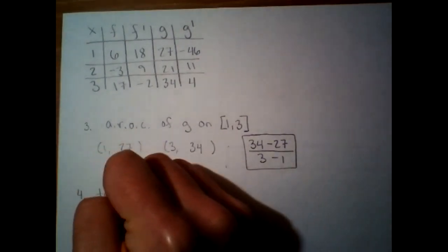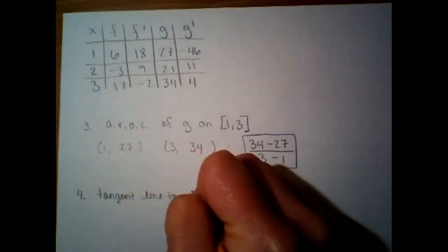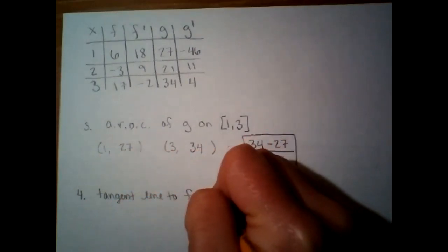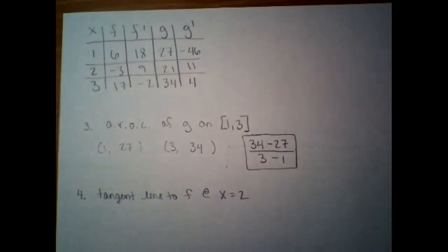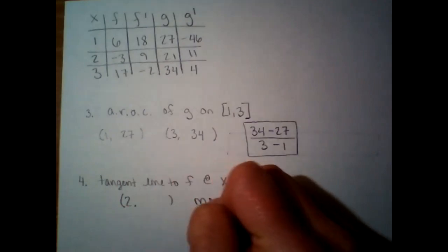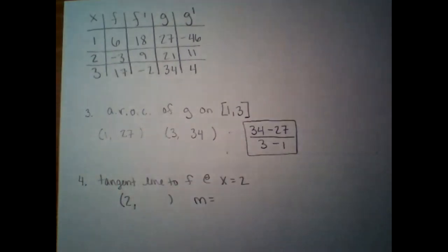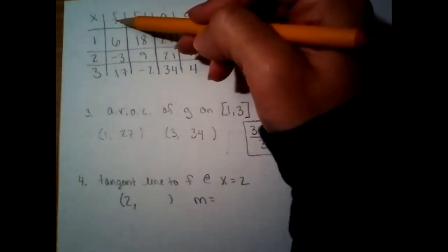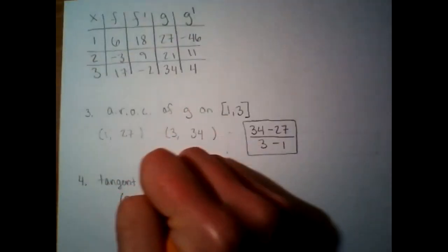All right, let's write a tangent line to function f at x equals 2. So to write an equation of a tangent line, you need 2 things. You need a point and you need a slope. And our point of tangency is going to be 2. And that was given. I just wrote that in the problem. So for the point, we want 2 and then f of 2. So here's the f column. F of 2 is -3.